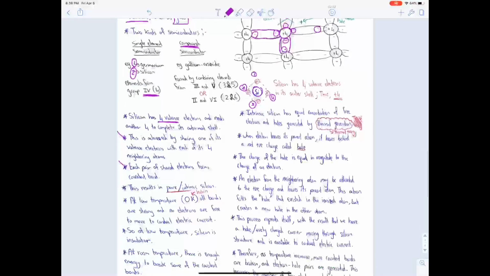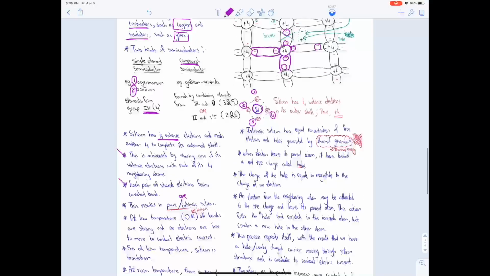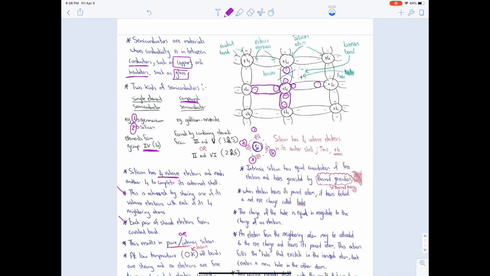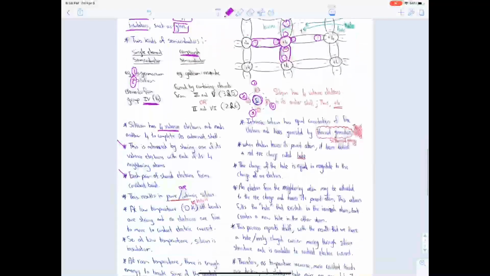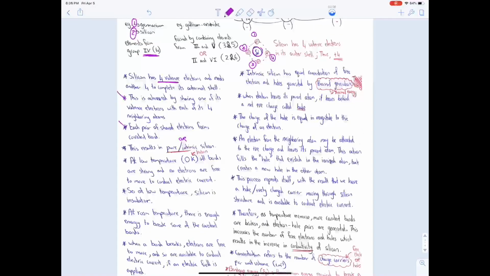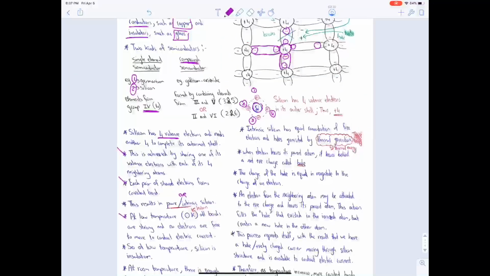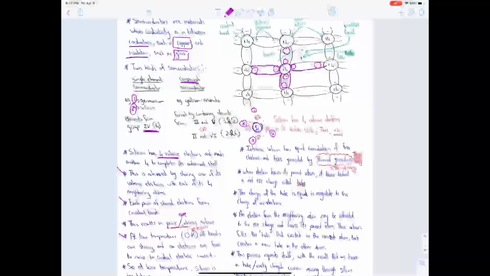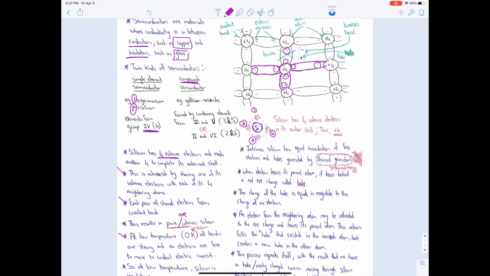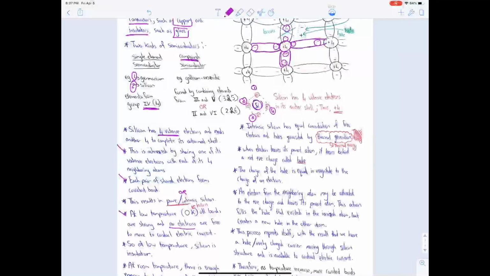Okay. This results in a pure or intrinsic silicon, because here in the silicon crystal, all the elements are silicon. So it's a pure silicon. At low temperature, 0 Kelvin, all bonds are strong and no electrons are free to move to conduct electric current. Okay, so the electrons are bound, they are not free to move. There are no electrons that are free to move to conduct electric current.